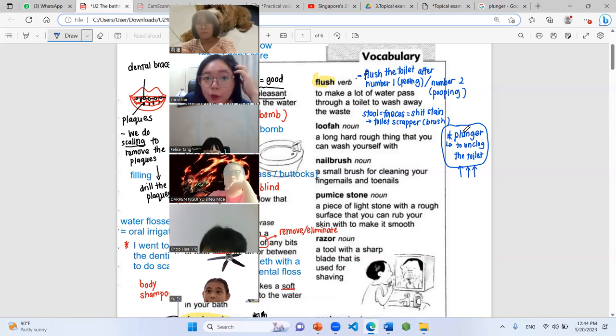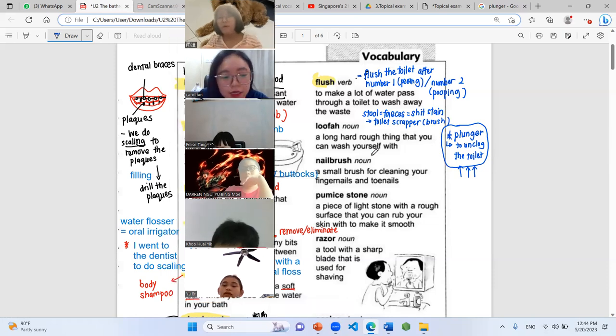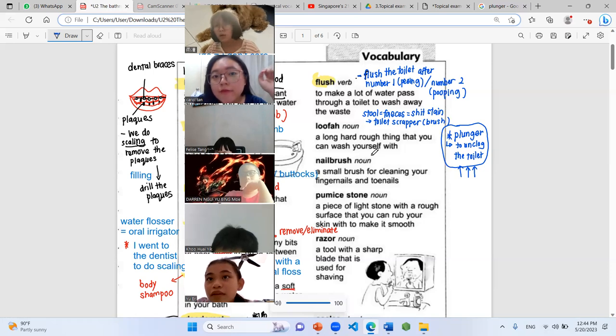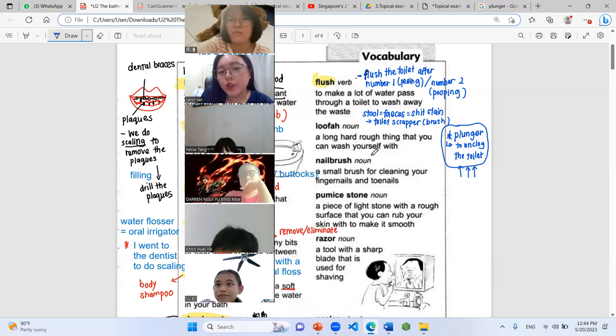Can you tell me what this plunger is used for? To unclog the toilet. Do you know what that is in Chinese?